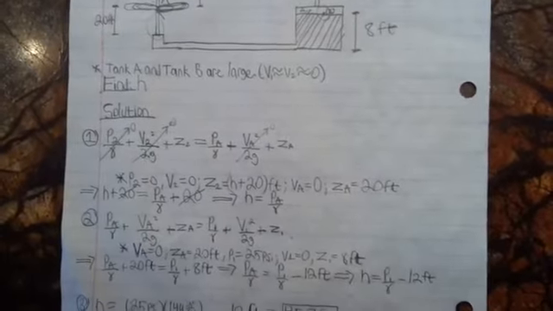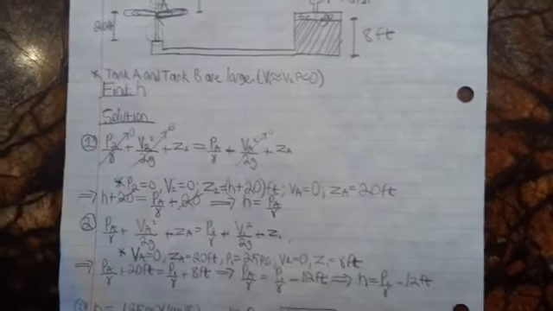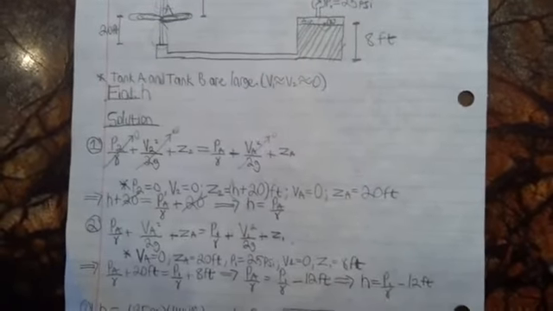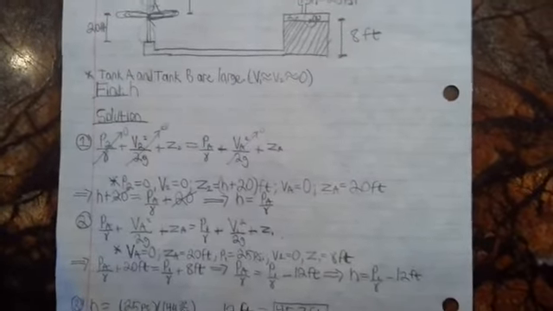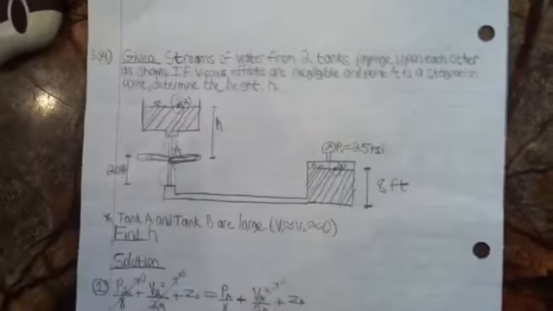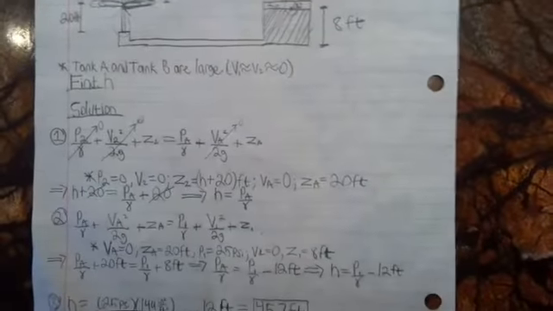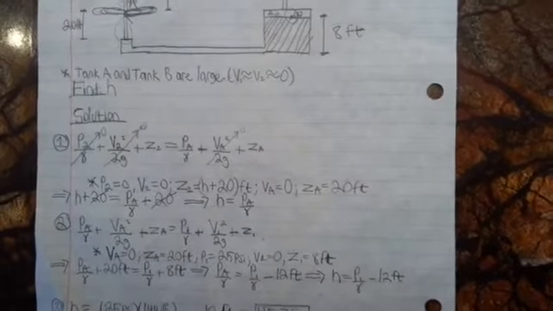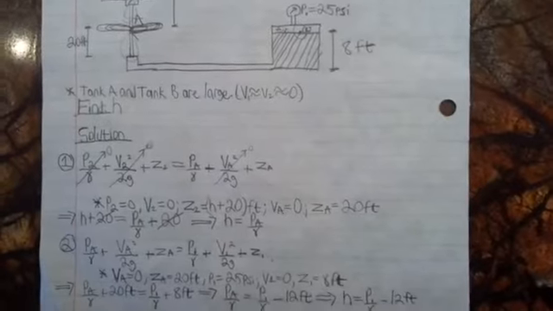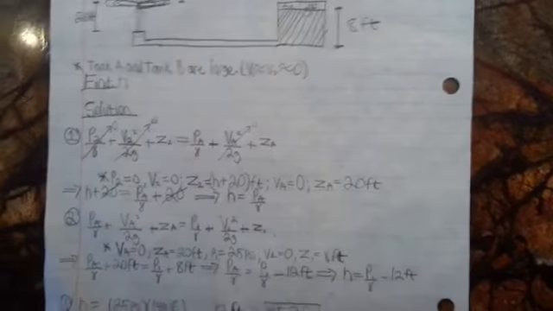So just a couple of things we get from this equation. P2 is equal to 0 since it's open to the atmosphere. V2 is equal to 0 since the tank is large. Z2 is equal to h plus 20 feet, given in the problem statement. VA is equal to 0 because it's a stagnation point. And ZA, given in the problem statement, is 20 feet.